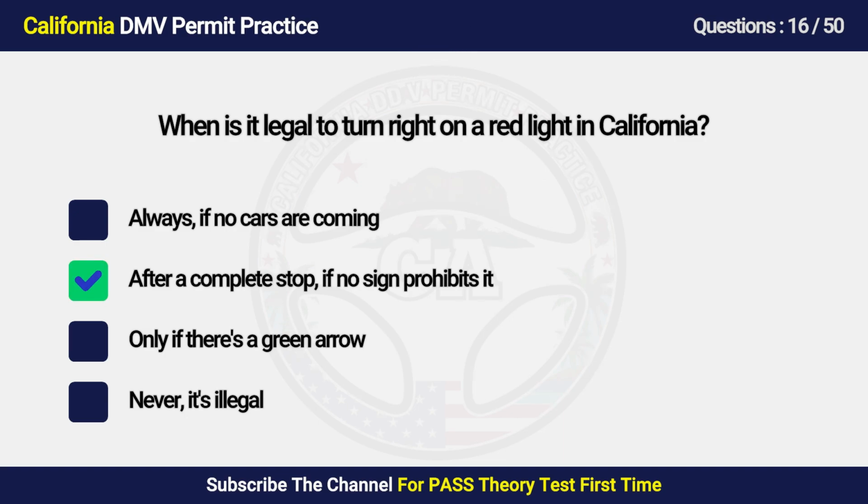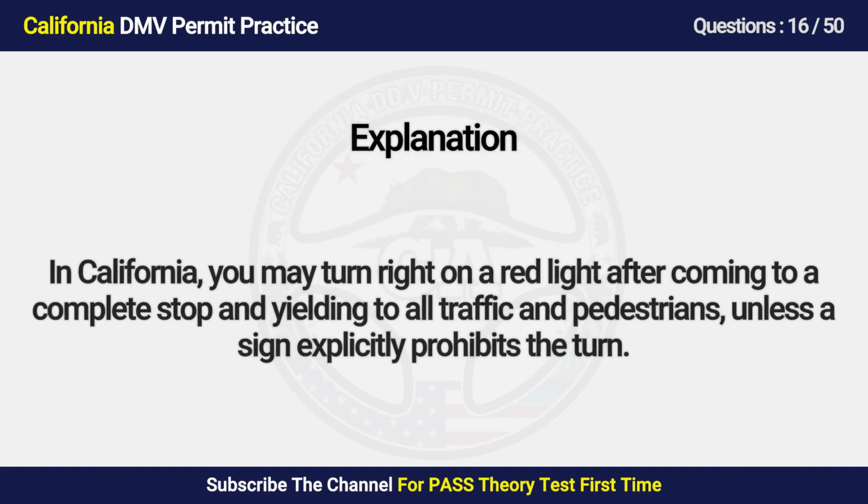Answer is B. After a complete stop, if no sign prohibits it. In California, you may turn right on a red light after coming to a complete stop and yielding to all traffic and pedestrians, unless a sign explicitly prohibits the turn.